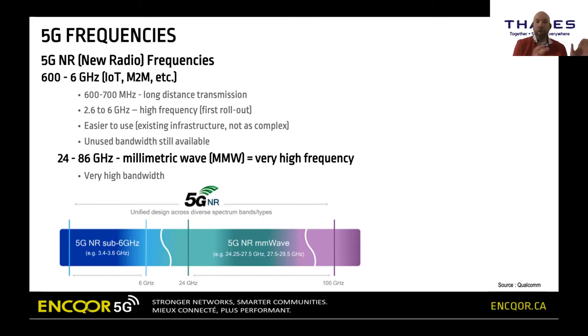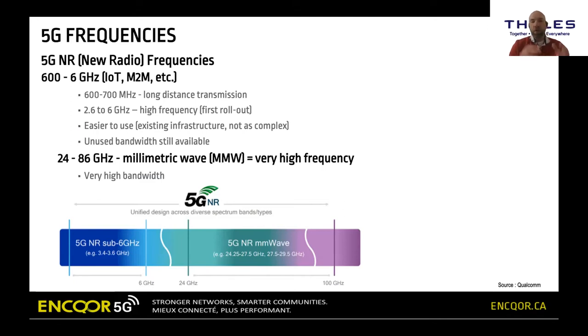We'll use low frequency, 600 to 700 megahertz, that will be used mostly for IoT, Internet of Things. It's very useful, not necessarily for high bandwidth, but for low energy. If you install a device that just takes temperature, you don't need something with very high frequency or high bandwidth, but you want something that you can install in the field with a small battery and will stay for 10 years and you don't have to change it. You want very low power, and 5G will allow you that.